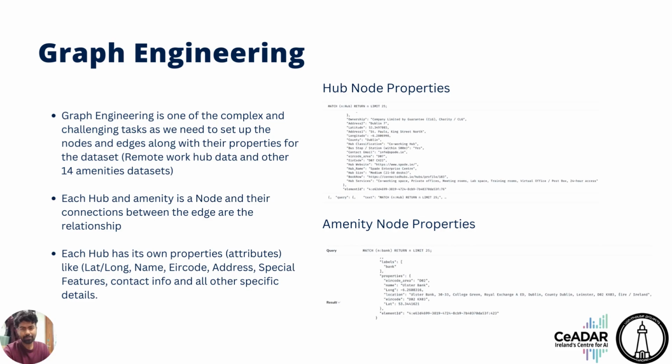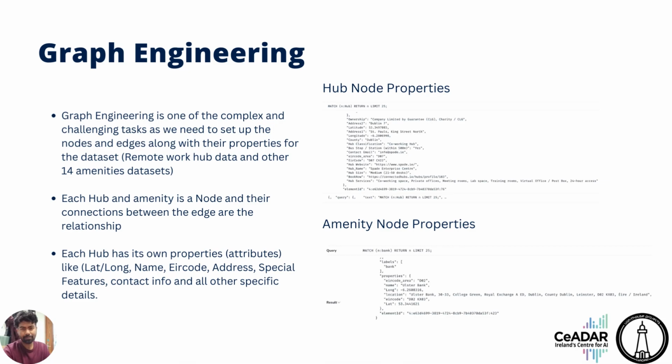Graph engineering is one of the complex and challenging tasks as we need to set up nodes and edges along with the properties for the dataset, like the remote working hub and the other 14 amenities datasets. Each hub and amenity is a node, and the connections between them are the edges, the relationships. Each hub has its own attributes like latitude, longitude, name, air code, address, special information, other features and contact information, all the specific details of each hub. Likewise, we have the node attributes or properties of each amenity as well, which contain the air code, name, latitude, longitude, and their addresses.